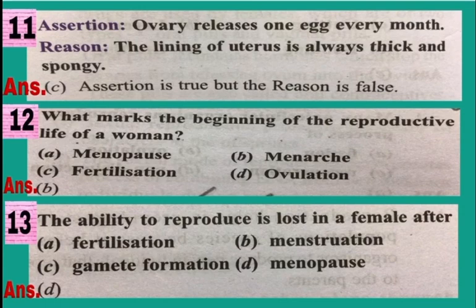Question number 12. What marks the beginning of the reproductive life of a woman? The beginning of reproductive life of a woman is called as menarche. So correct choice is B. Question number 13. The ability to reproduce is lost in a female after menopause. So correct choice is D.